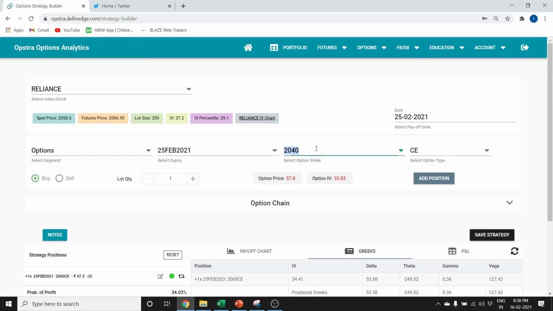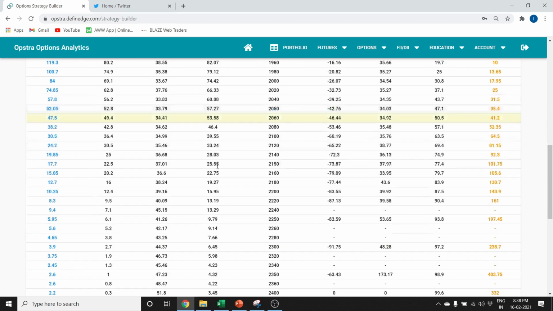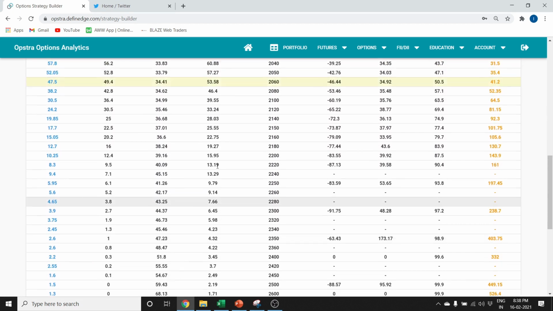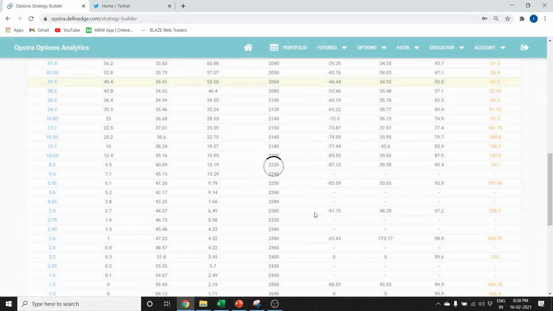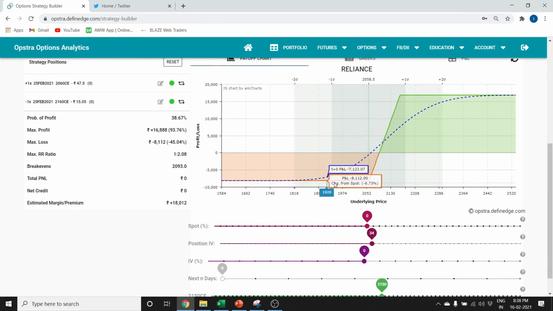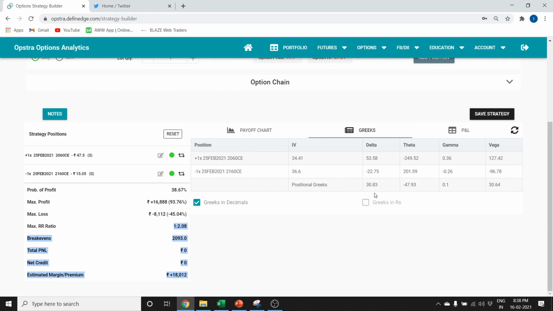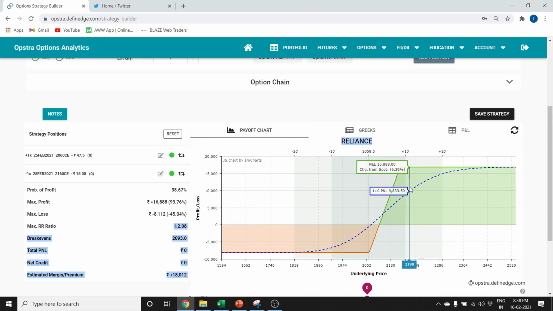Now we'll add the second leg, say the 2140 call, or rather we can go to the option chain and select. This is the call delta column. So we have bought a 0.5 delta call. If we sell the 2160 call here at 0.22 delta, our delta would be in control. Add. So from the option chain I have added the second leg. You can see this is the payoff graph, a nice payoff graph. Risk reward is 1:2, greater than 1:1.25. Greeks are in control. Our net delta is 0.33. So this is how the strategy works, and our base strategy is ready.